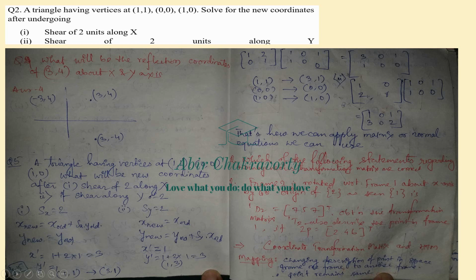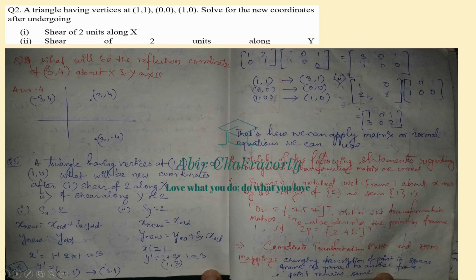We write down X new. What will be X new? X new will be X old plus Sx into Y old. So Y new is what? Y new is actually Y old, the original, because the change is happening in the X axis only. Now X dash will be 1 plus 2 into 1 is 3, Y dash is 1, because 1 1 becomes 3 1. So this is basically the fundamentals behind it.